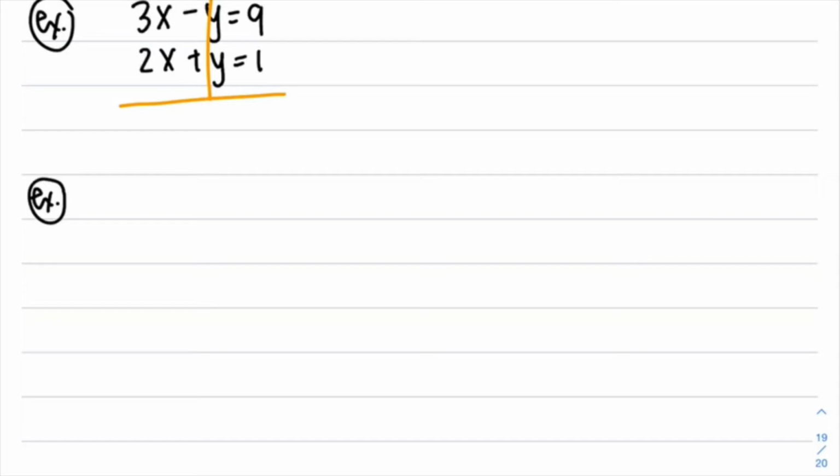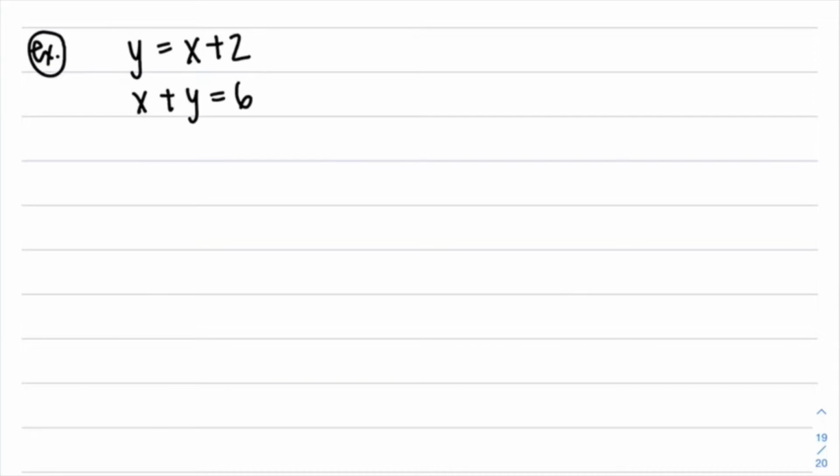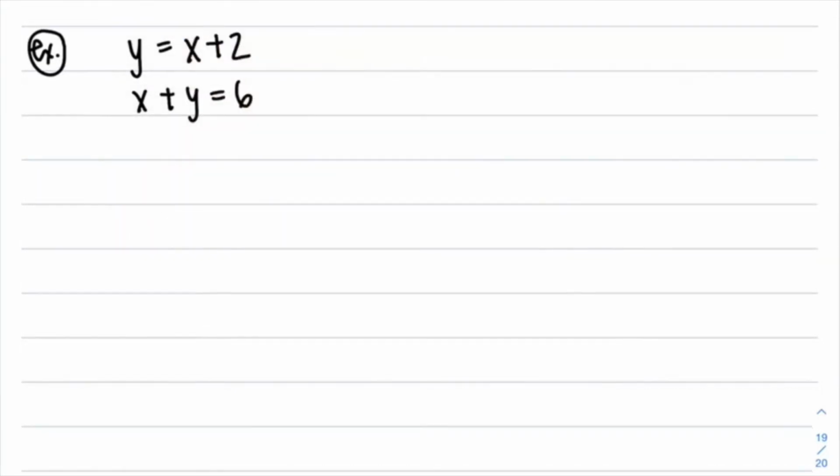So one of the things that we want to review is just making sure that terms are lined up. So for example, y is equal to x plus 2 and x plus y is equal to 6. So typically, remember, we want x and y on the same side. And what you're going to notice here is that they're not. So you are going to have to do some moving.